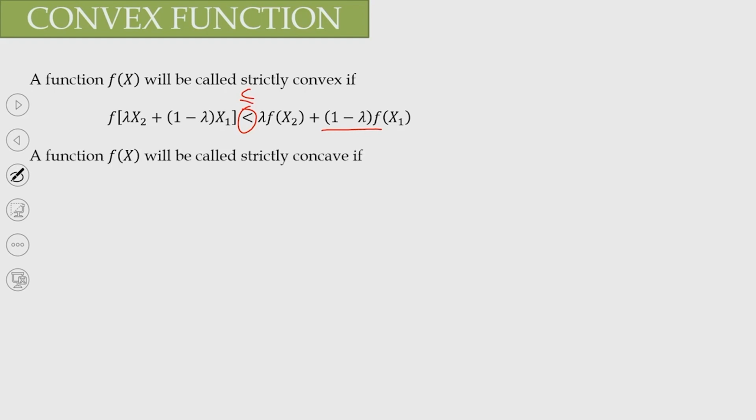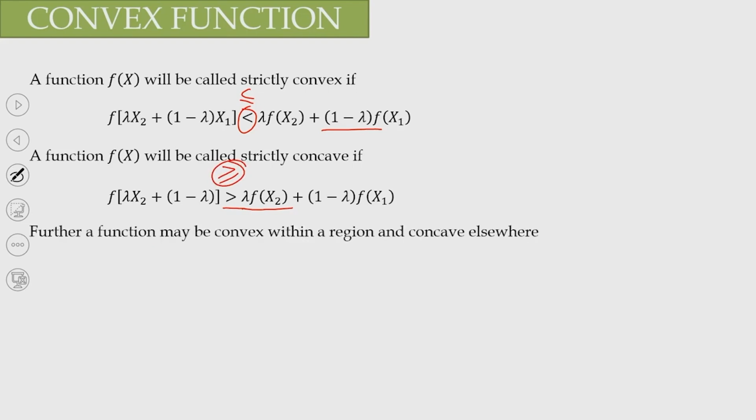Similarly, a function will be called strictly concave if it is greater than type. If it is greater than or equal to, it will be called a concave function, but if it is strictly greater than, then it will be called a strictly concave function.